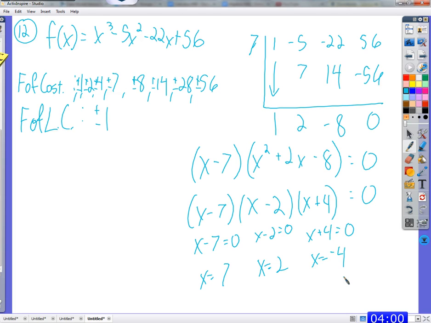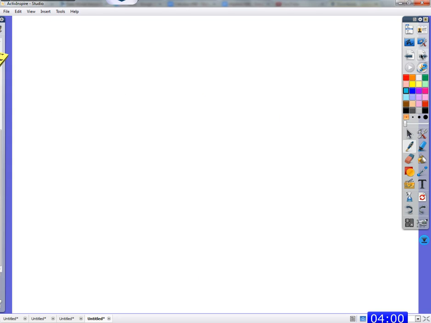What about the zeros? You could just guess all day long. Okay. But I definitely recommend finding one, getting this quadratic, and then factoring. Now, one that's got a leading coefficient. That's a little bit of sugar.